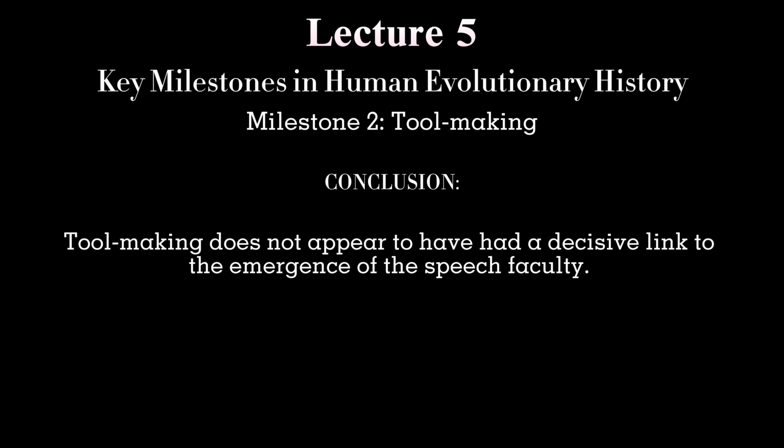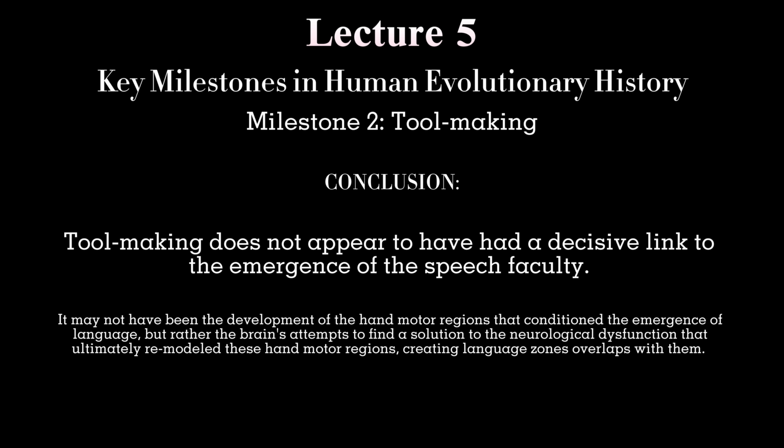Tool making does not appear to have had a decisive link to the emergence of the speech faculty. The potential overlaps in neurological pathways between language and hand motor regions may be a result of routines that developed after the emergence of language, or they may reflect associations between language zones and zones regulating earlier artistic activities. Thus, it may not have been the development of the hand motor regions that conditioned the emergence of language, but rather the brain's attempts to find a solution to the neurological dysfunction that ultimately remodeled these hand motor regions, creating language zones overlaps with them.